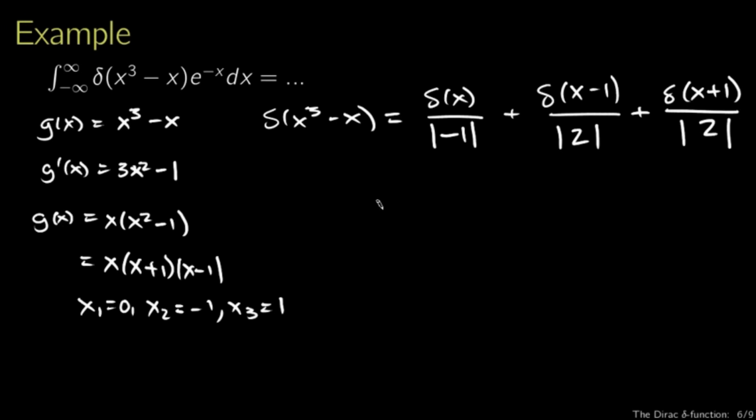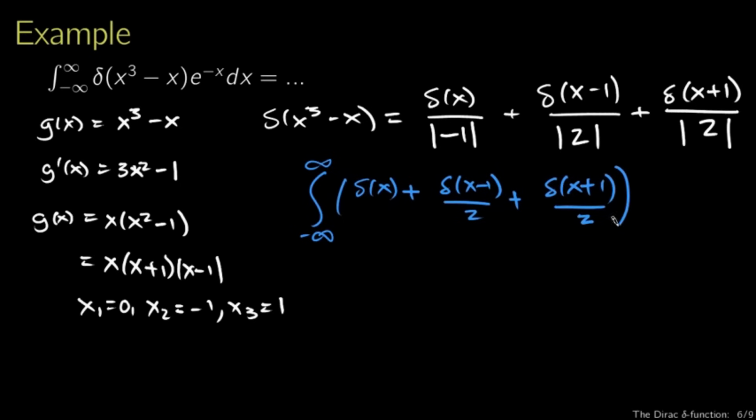So what we're going to be integrating then is the integral from minus infinity to infinity of this re-expression of our delta function, delta of x plus delta of x minus 1 over 2 plus delta of x plus 1 over 2, all multiplied by our function e to the minus x dx. Now these are just simple delta functions multiplied by your secondary function. You know, these are infinitely narrow normalized distributions now. I've gotten rid of the function inside the delta, re-expressing it just as translated deltas.